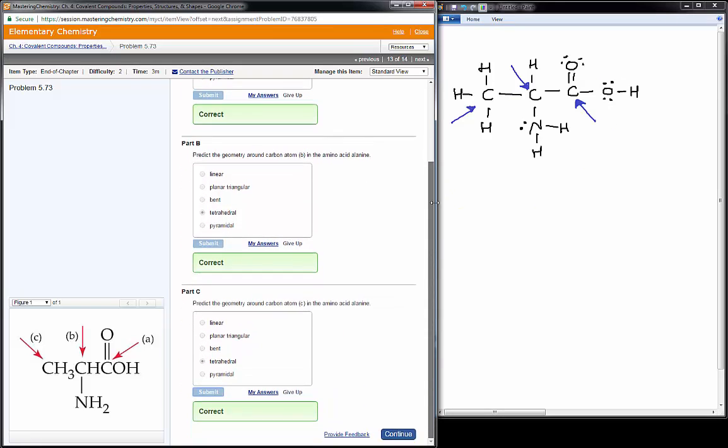Okay, so it's nonsensical for me to ask the geometry of the whole thing, but I can point at individual carbon atoms and you can tell me what the environment looks like there.